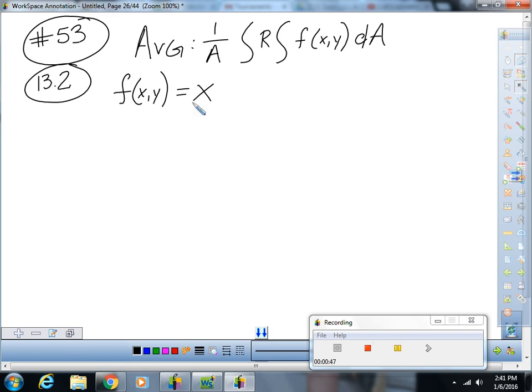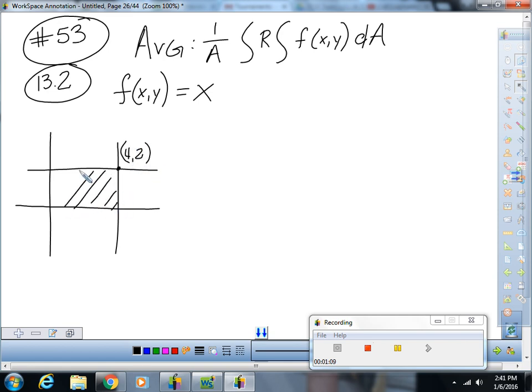And then it says the rectangular region is bounded by the rectangle at over 4 up 2, and the axes. So, to save ourselves a little time, this is our R. All right, so the area of R equals 8. We're going to need that later, so we'll just remember that.